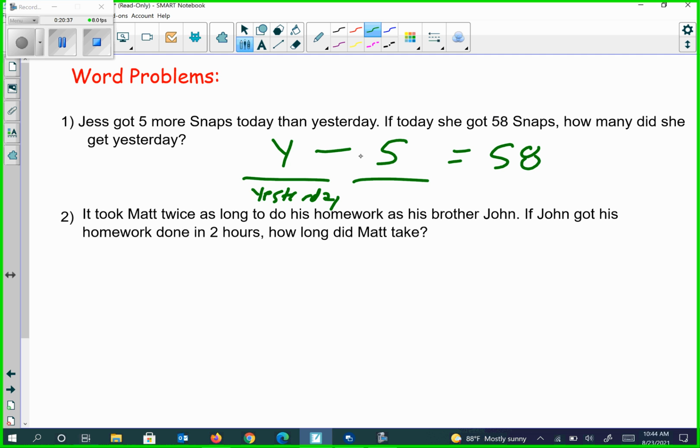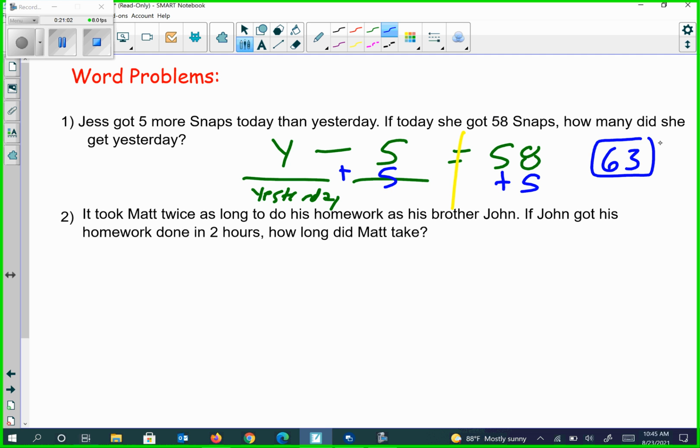So in order to solve this, again, we can do our little highlight line. I could add 5 to both sides. Ooh, now I think we made a mistake. What do you think? Did we answer the question appropriately? Jess got 5 more snaps today than yesterday. So yesterday we called Y. Agreed?